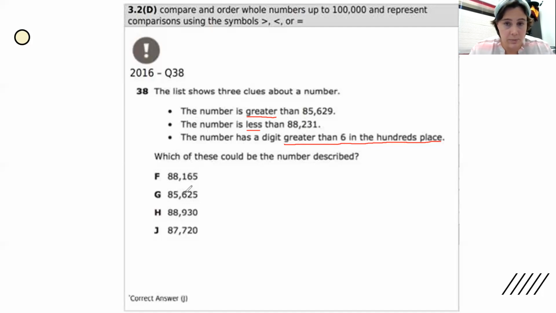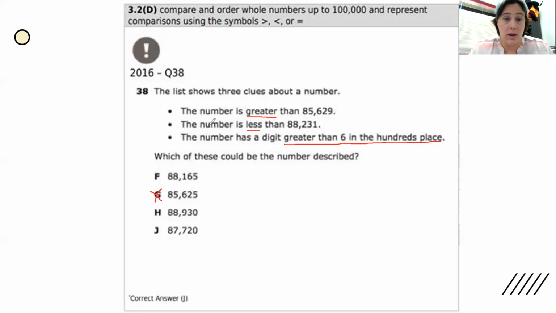Oh, there's a 6 here. There's a 6 in the tens place, which matches the number here. And then the tens place value matches the one over here. But look, 5 is less than 9. And our clue clearly states that the number we're going to find is going to be greater than this. So G cannot be our answer. But F, H, and J might be. So we're going to need to be careful.